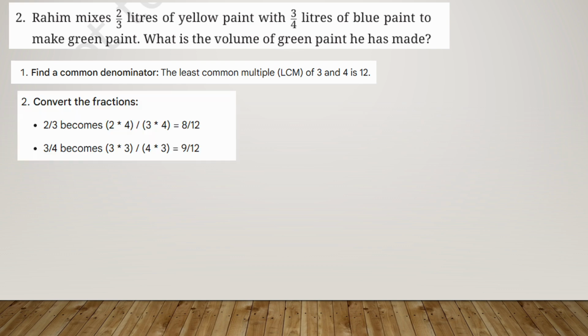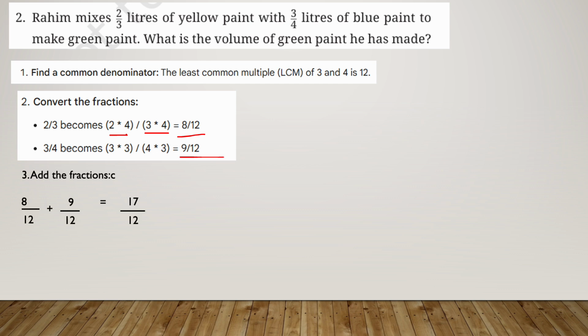Then convert the fractions. 2 by 3 becomes 2 into 4 by 3 into 4, that is 8 by 12. We have to convert 2 by 3 into an equivalent fraction such that the denominator is 12. So 3 into 4 is 12. So we have to multiply both numerator and denominator by 4. 3 by 4 becomes 9 by 12.